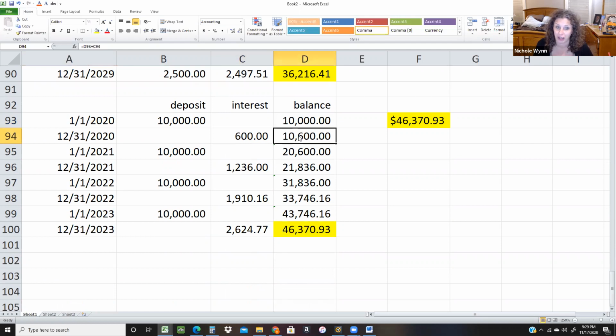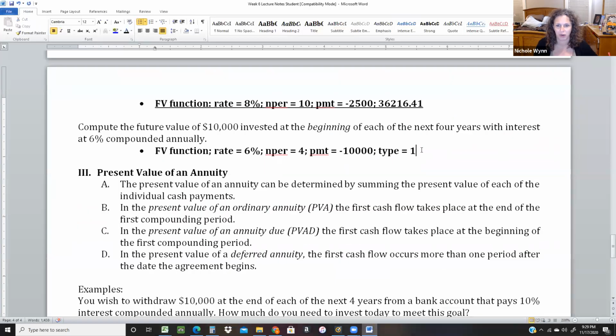So now I have 10,600. On January 1, I put another 10,000 in there. So now my balance in that account is 20,600, and it's going to grow with interest for that whole year. And that deposit of interest happens at the end of the year. And so now I'm at 21,836. I deposit another 10, let it sit there the entire year, and I earn interest. Deposit another 10, earn interest, and it grows to 46,370.93. So 46,370.93 is the right answer.